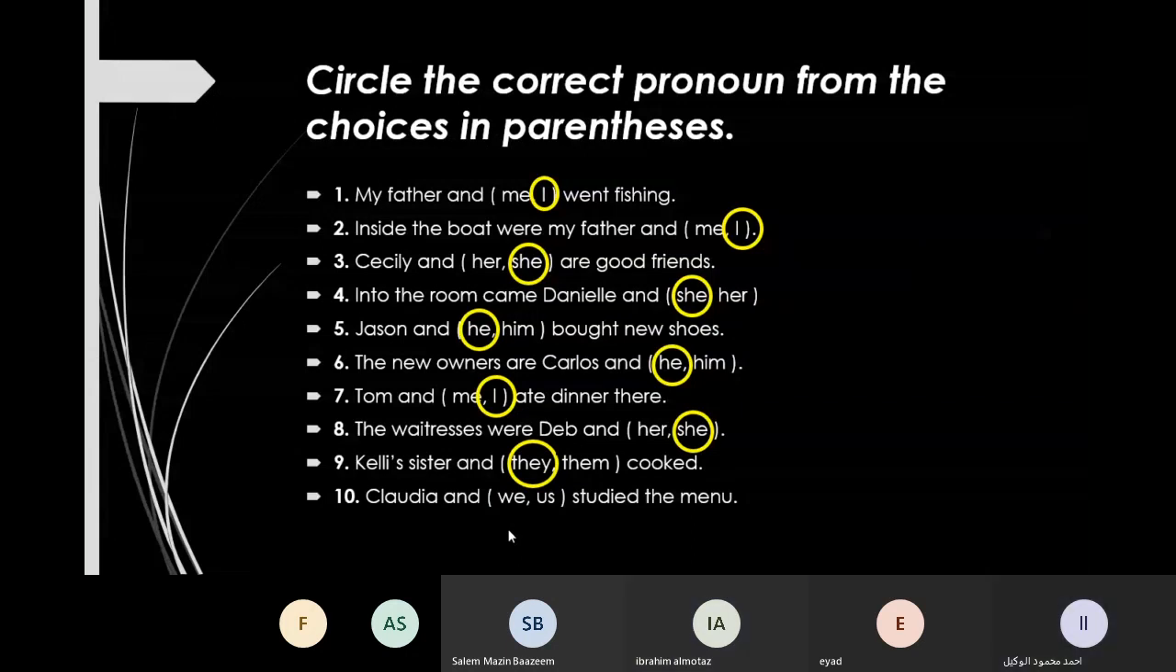And last one, Claudia and we studied the menu. So Claudia and we all studied. Okay, pretty easy.